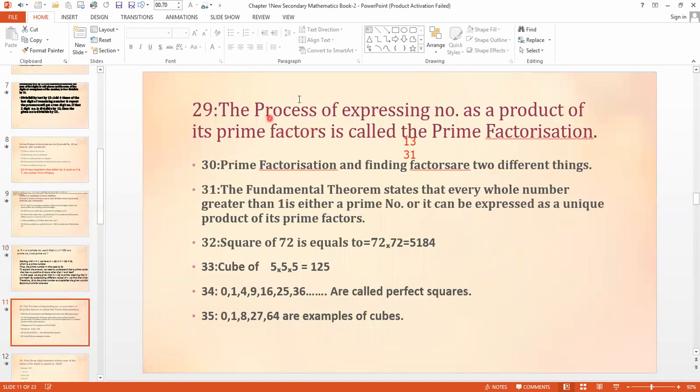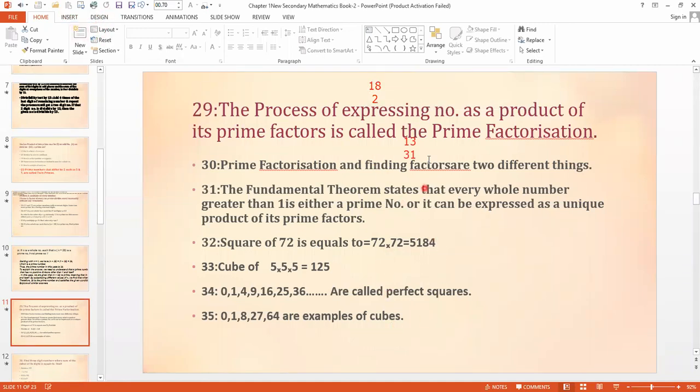Okay, 29. It is very much important. The process of expressing a number as a product of its prime factors is called prime factorization. What is prime factorization? The procedure for expressing any given number. Suppose 18 is given to you. I have to write it for you. Suppose I have 18, what shall I do? I have to express this 18 by multiplying it by, in which table will 18 come? Just give me one second.